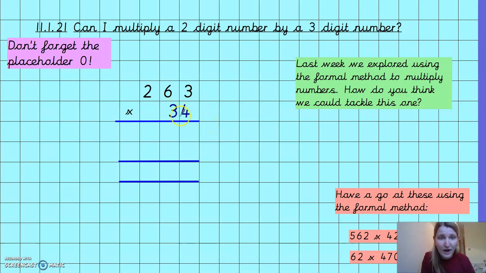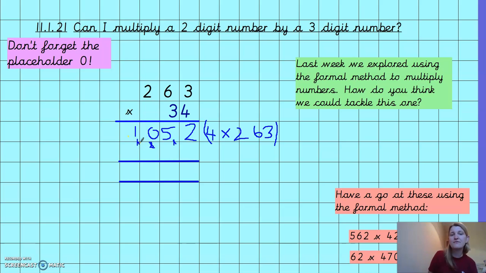So remember, first step, I'll show you this one. First step, we do the ones. So we're going to do 4 times 263. I'm hoping you can bear with my dodgy handwriting here, guys. So 4 times 263. Let's have a go at that. So 4 times 3 would equal 12. I'm going to carry my 1. 4 times 6 equals 24 plus the 1 would be 25. And I carry my 2. 4 times 2 is 8 plus the 2 would be 10. Put the 0 there. Carry the 1. Haven't got anything else to do, so we've got there.